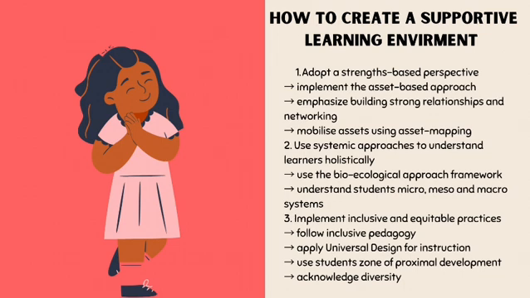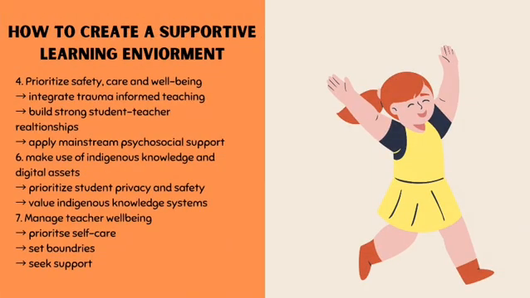In addition, you can implement inclusive and equitable practices such as inclusive pedagogy to promote learning and acknowledge and value learner diversity to ensure all students are supported and empowered. Another way you can create a supportive learning environment is by prioritizing safety, care, and well-being, which can be done by building strong student-teacher relationships, for example.